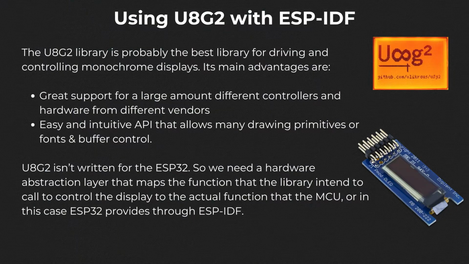So now that you see the point of using this library, let's see how we can set it up. The problem is that this library isn't written for a lot of MCUs or microcontroller units, and that includes our ESP32. It assumes that there will be functions that it can utilize in the MCU to control the display or interface with the display. That's where this hardware abstraction layer, or HAL, comes into play. It maps all the functions the library intends to use to the correct API of the MCU, in this case the ESP-IDF framework of the ESP32 for controlling SPI, I2C, etc.